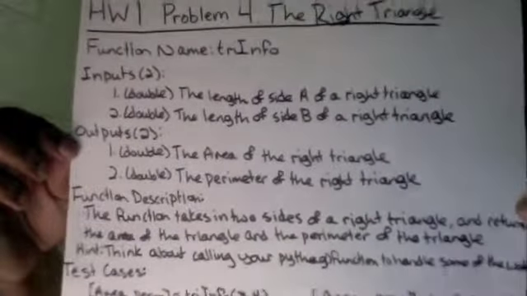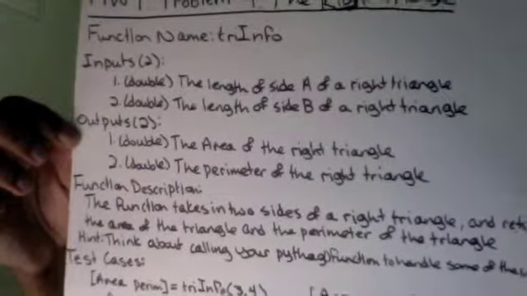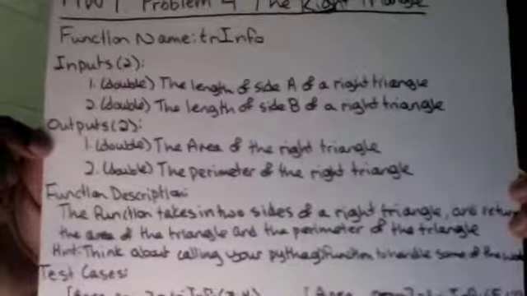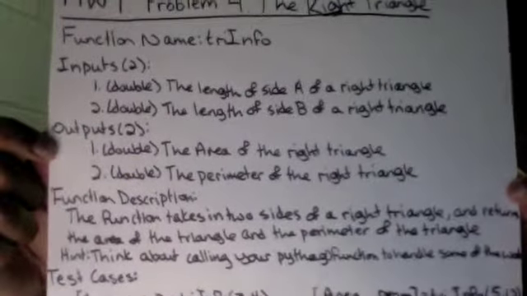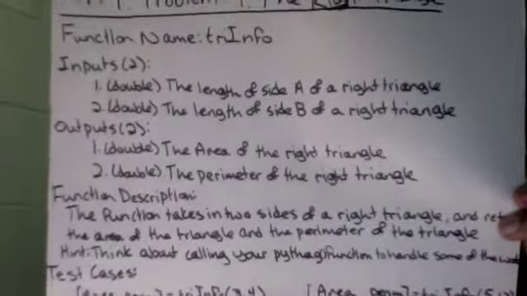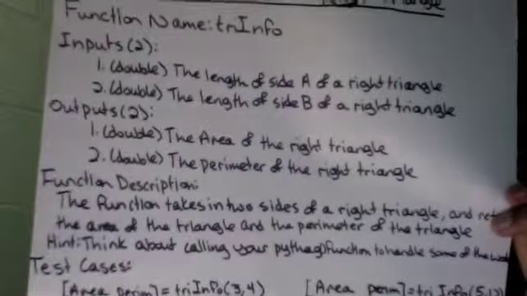Okay, so moving on to homework 1, problem 4, the right triangle. This is again how it would be presented in the homework 1 file that they send out every week, with the information going through from top to bottom again.